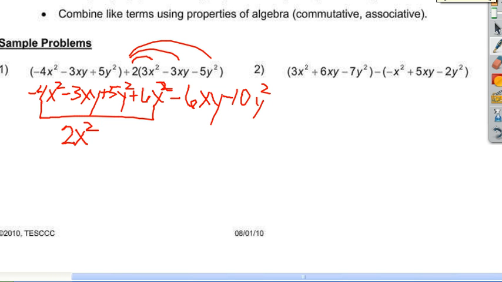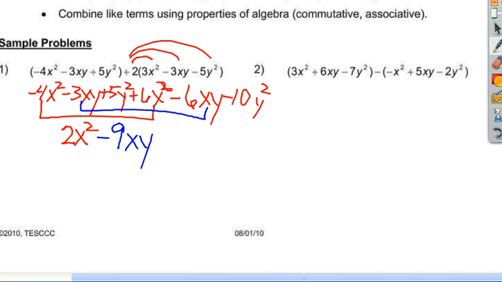To do my xy, I've got an xy here and an xy here. So if I add those two, negative 3 and negative 6, same sign, so I'm going to add them. So that's minus 9xy. Again, don't mess with the exponents. You just add and subtract coefficients, so combining.